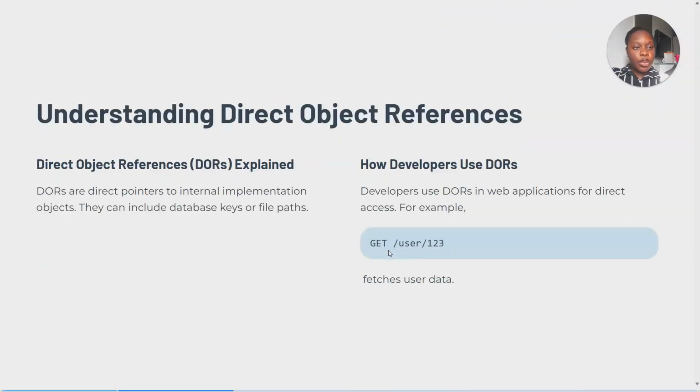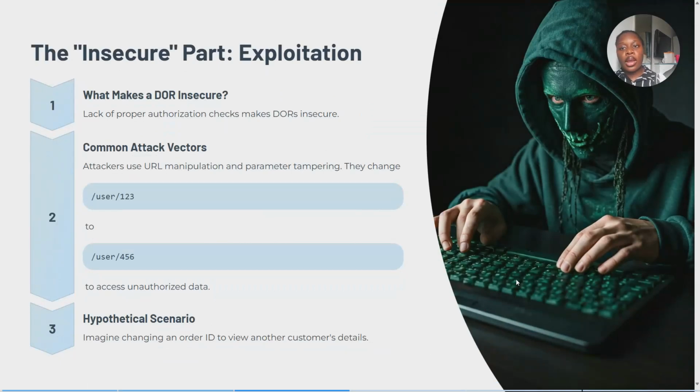The first thing we will do is understand what these direct object references are. These are like links or pointers in applications to internal resources, such as database record IDs or file paths. For example, when you visit, let's say, user/123, that 123 is a direct object reference, referencing user ID 123 in the database. Developers use this pattern for simplicity and speed, but if these references aren't secured properly, it opens a door to security risks. We will talk about the insecure part, the part that is being exploited.